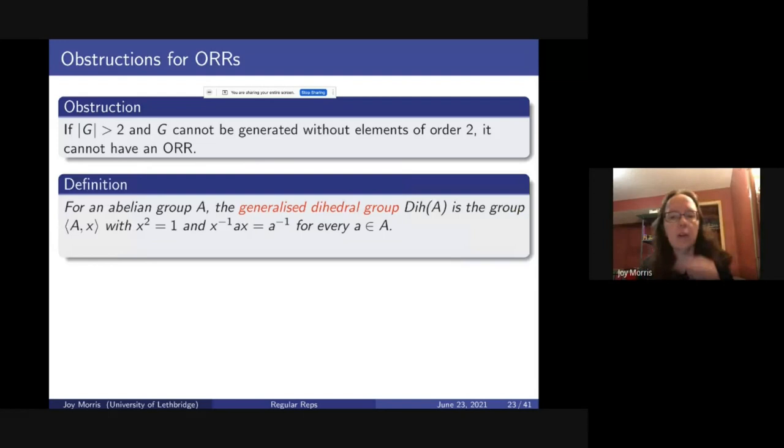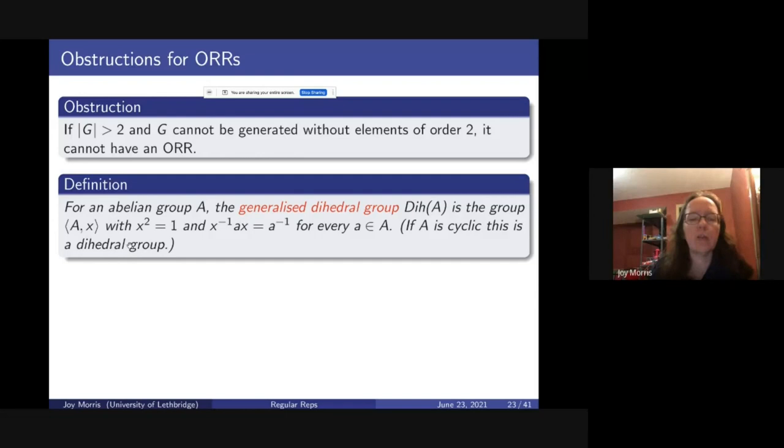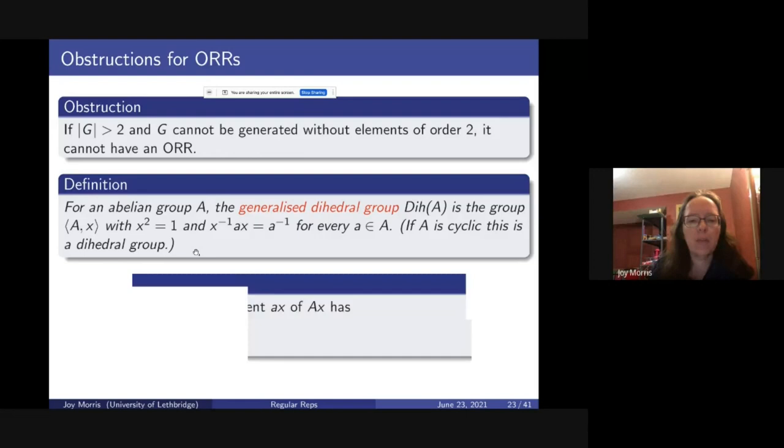Now let me talk about a family of groups that has this property. If we take an abelian group A, we can define a generalized dihedral group over the group A by adding an element x whose square is the identity and that inverts every element of A. So if A is cyclic, this is the traditional dihedral group, and if A is not cyclic, then it's a strictly generalized dihedral group.